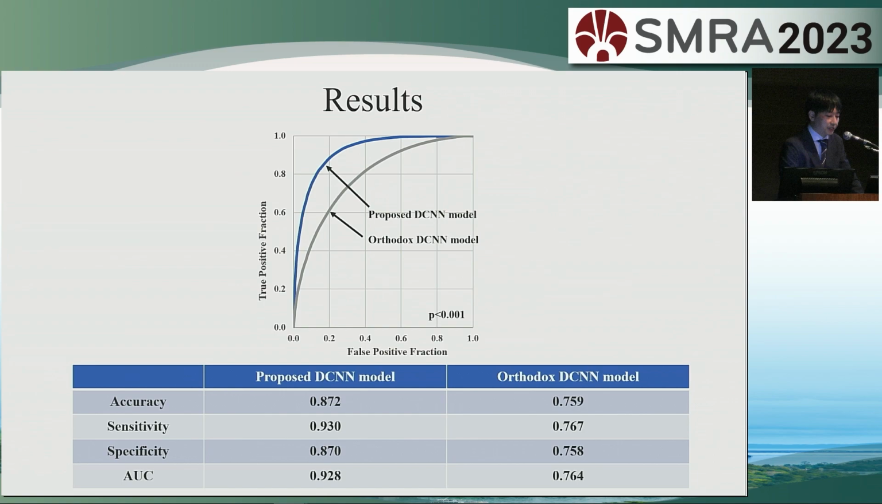Let me move to the results. Using the proposed DCNN model with the weighting layer, the classification accuracy, sensitivity, specificity, and AUC were improved compared to those using orthodox DCNN models.